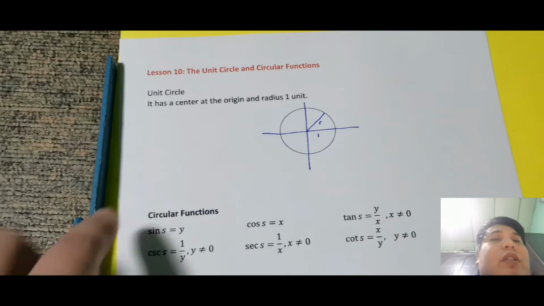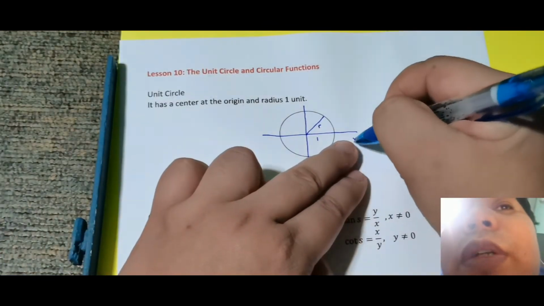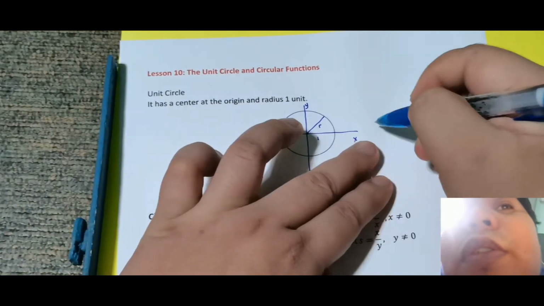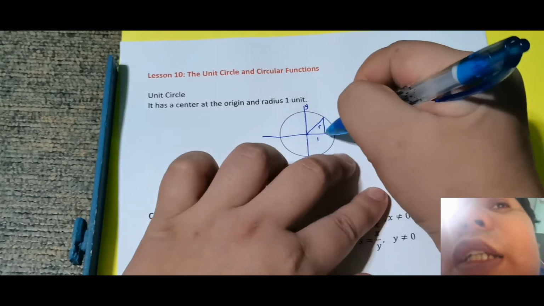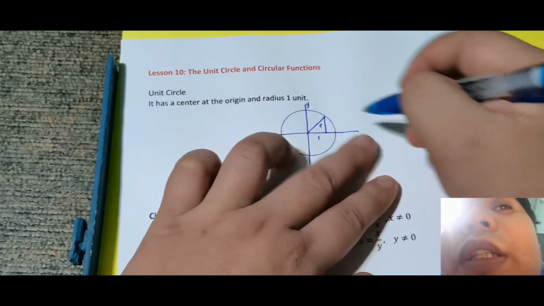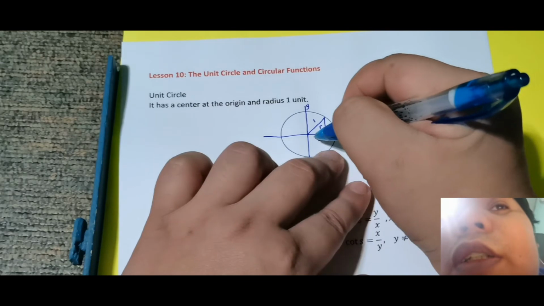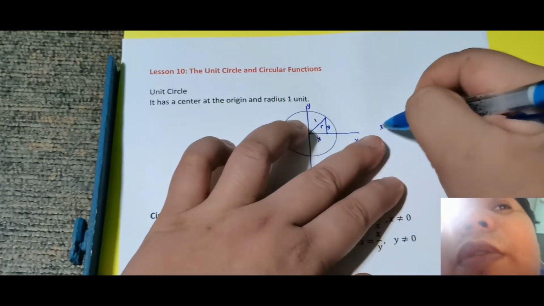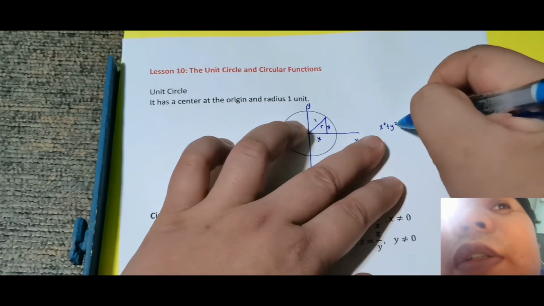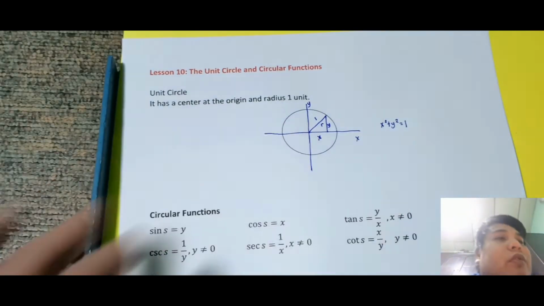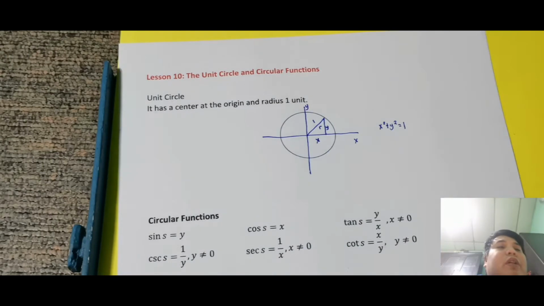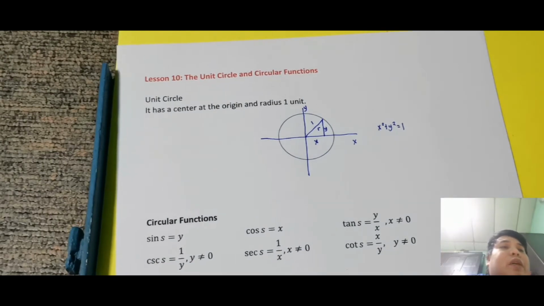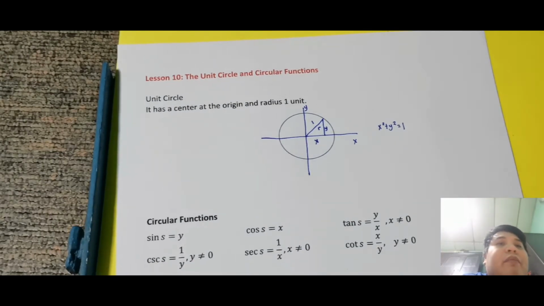Note na kung ito yung x part, ito yung y part. Pag nag-form tayo ng triangle dyan, ito yung 1, ito yung x, ito yung y. So that is simply x squared plus y squared is equal to 1. Yan yung standard equation ng ating unit circle. Obvious naman yan.